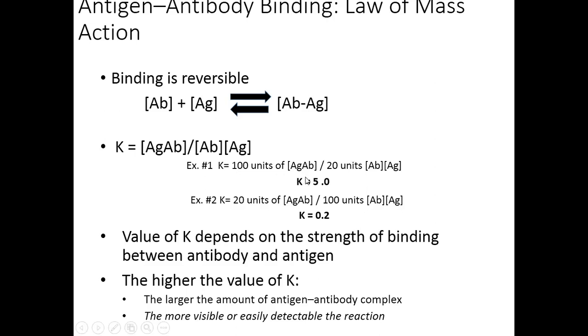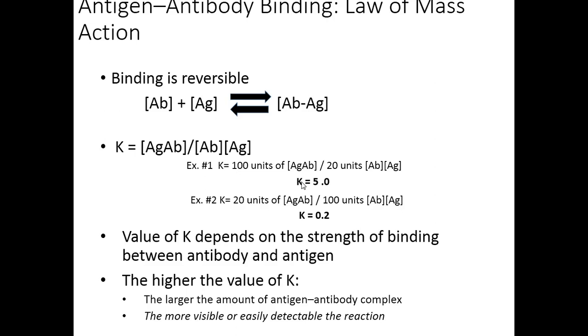We've overcome this reaction. If we have just a few, 20 units of complex antigen antibody and divide it by a lot of free antigen antibody, we get a K of just 2. And the value of K then, the law of the mass action, how reversible this is, depends on the strength of the binding. So this K of 5 is telling us that there's more antigen antibody binding complex, and we're actually going to be able to see this reaction more visibly in the lab.